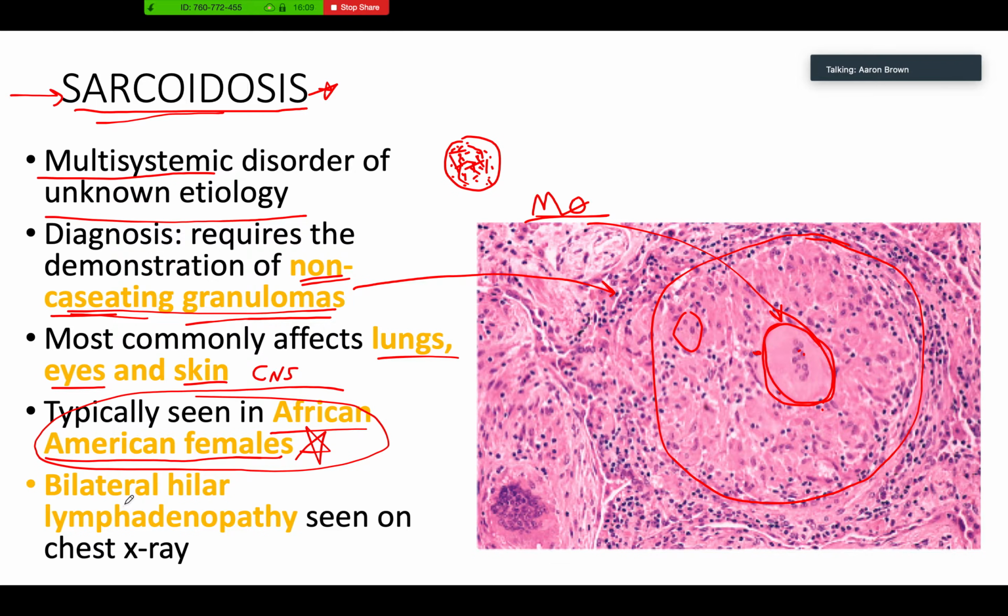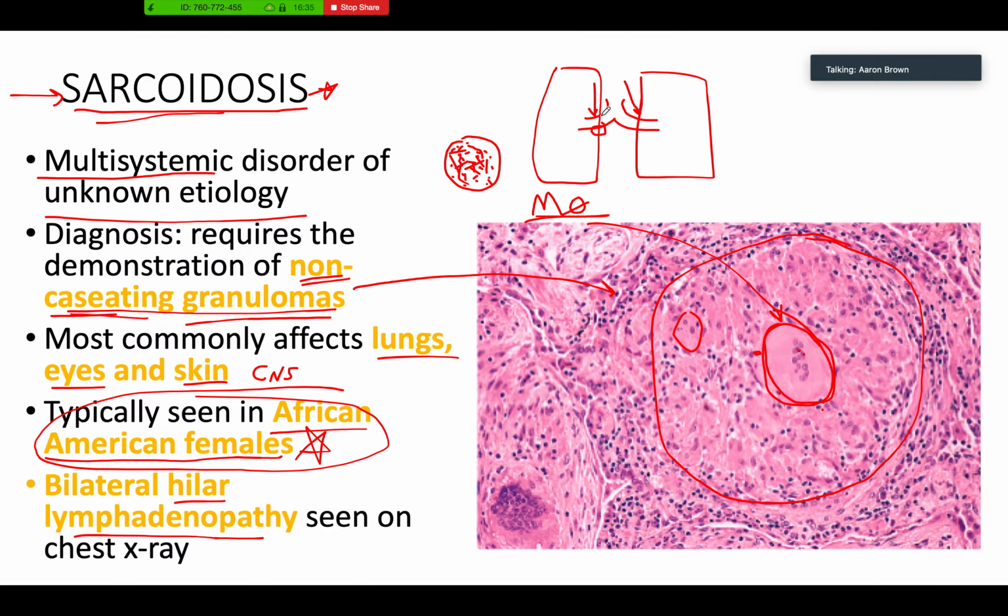Another thing that is very specific for sarcoidosis is seeing hilar lymphadenopathy. We talked about the hila of the lungs. So here's one lung, here's our second lung, and here is where the blood supply comes into the lung. All of the air coming into the lung from the trachea is going to enter right here at the hilum. Okay? So right where this structure enters the lung, we call that the hilum.